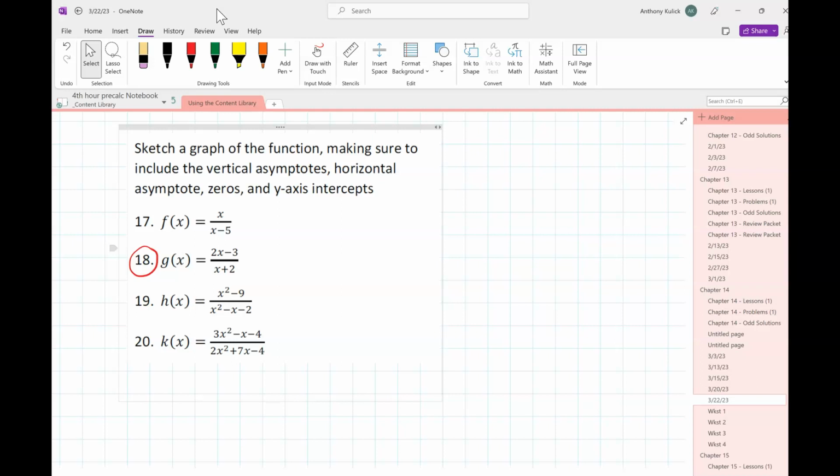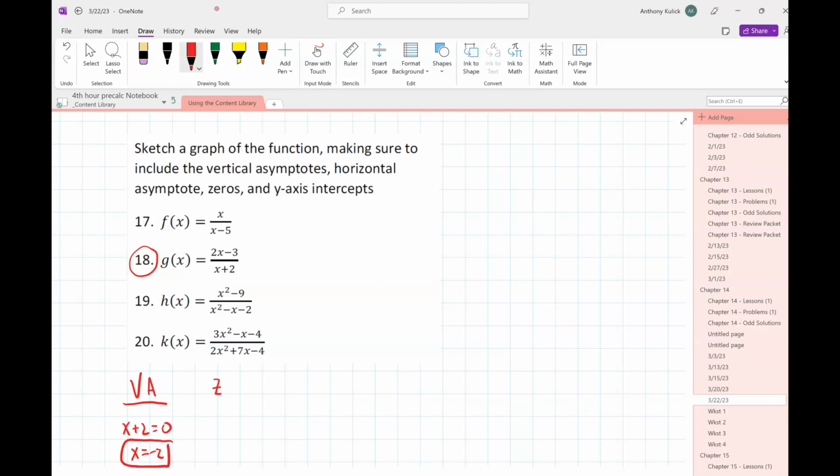Okay. On 18, we're asked to sketch a graph of the function, making sure to include the vertical asymptotes, horizontal asymptotes, zeros, and y-intercepts. So we'll start with the vertical asymptotes. We get those by setting the denominator equal to 0. So I have a vertical asymptote at -2.